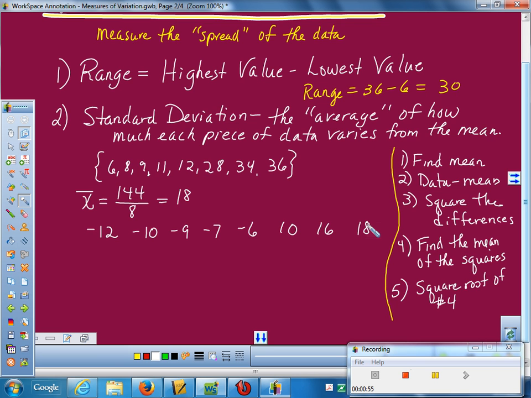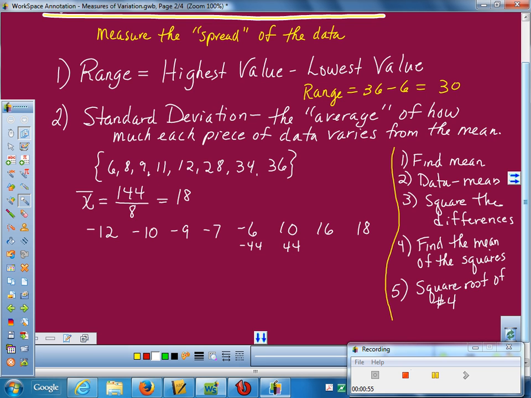Now, this is where the word definition goes astray. It says the average of how much each one varies. So you would think you should average these, since this is how much each number varies. But what happens if you add that up? Negative 22, negative 31, negative 38, negative 44. So the negatives add up to negative 44. The positives, 18 and 16 is 34 plus 10 is 44. They add up to 0.